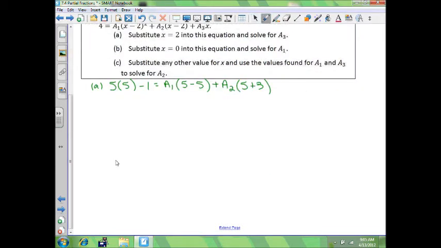Doing a little simple mathematics here, we'll see that the left side will be 24. This will go to 0, so we don't need it, and this will be 8 times a2. That means a2 will equal 3.